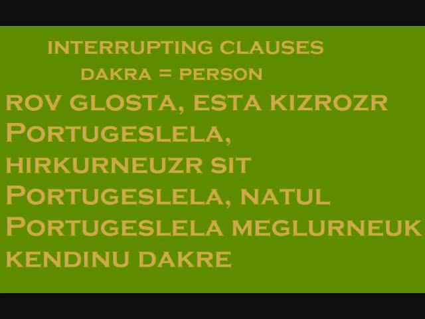Most often, a relative clause will interrupt the main sentence to describe the noun. In this case, the relative clause is quarantined in commas. For example, if we define Dakra as person, then Rovglosta esta kisrozer portugues lela, hirkorneuser sit portugues lela, natul portugues lela u meglorneuk kendinu Dakre. Would mean, if everyone who likes Portugal went to Portugal, then Portugal would have a lot of people.